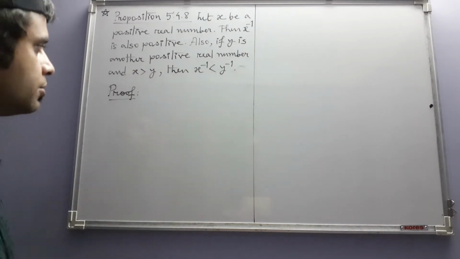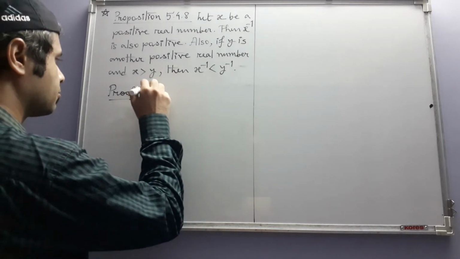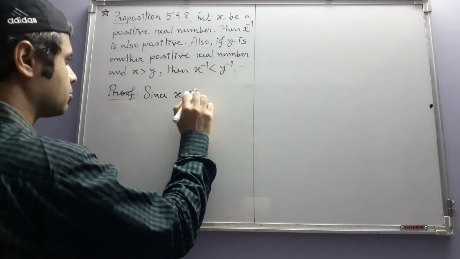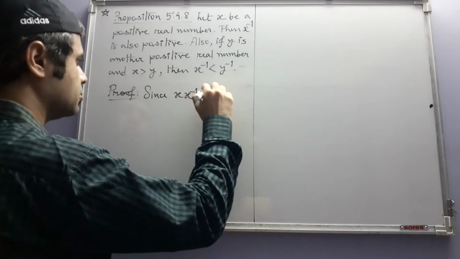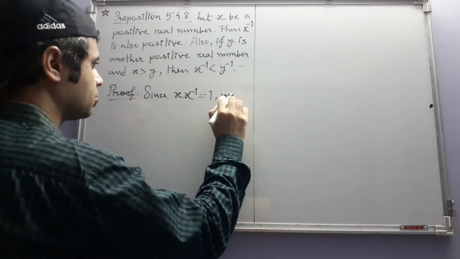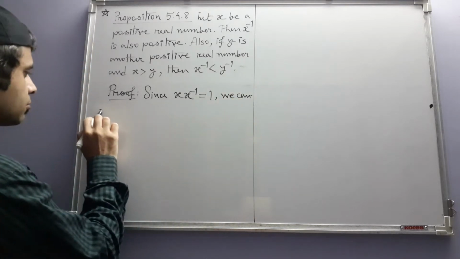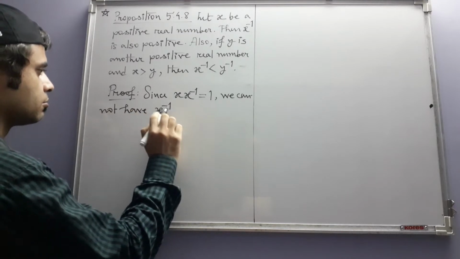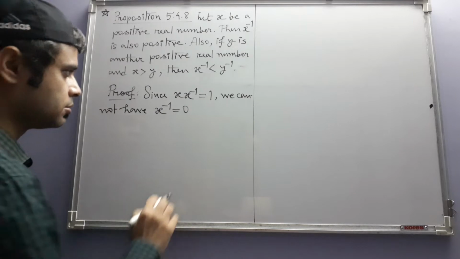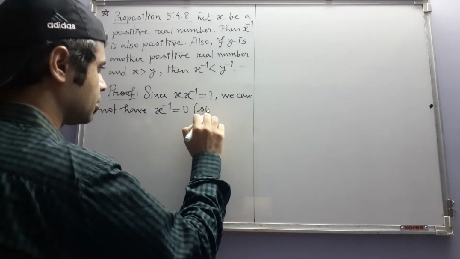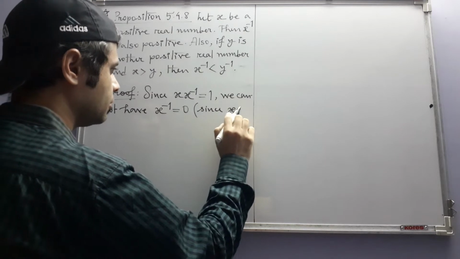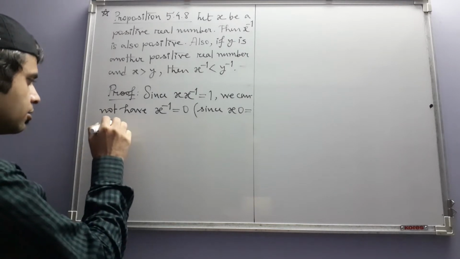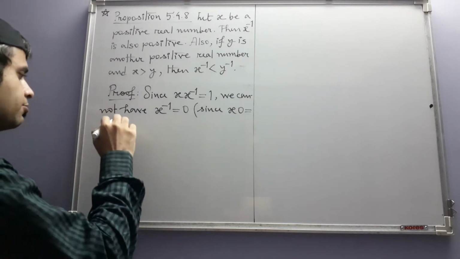So let's see the proof. Since x times the reciprocal of x is 1, we cannot have this equal to 0, and that is because x times 0 is equal to 0, which is not equal to 1. So the reciprocal of x cannot be 0.